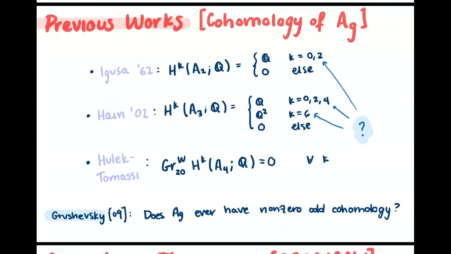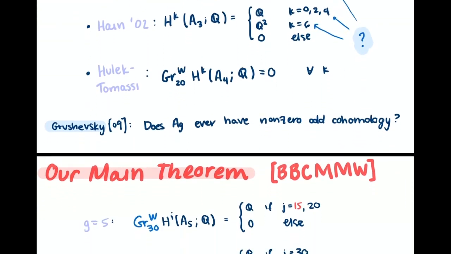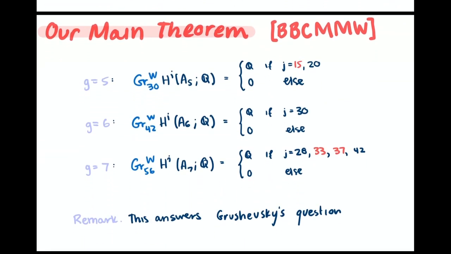Okay, so now I'll just show our main result, and then I'll talk about how we did this. Our main theorem was to give the top weight cohomology for g between 5 and 7. And you'll notice that we do actually see cohomology in some odd degrees. So this answers Grushevsky's question because it says that, yes, we actually do see some odd cohomology for A_g in these specific places.